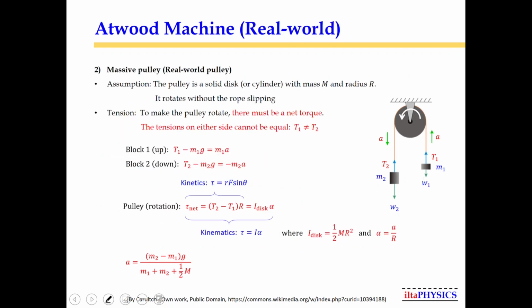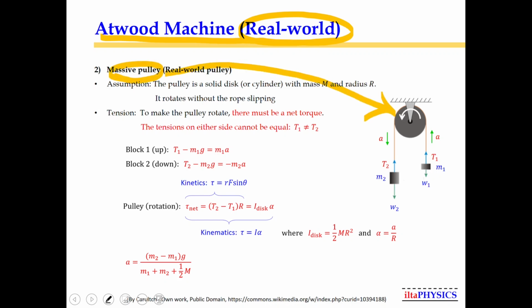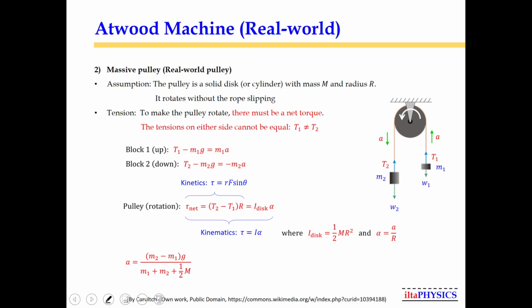Now for the exact same Atwood machine, let's analyze the motion where the pulley has real mass and size. To give you a hint in advance, since we are adding the rotational motion of the pulley to our analysis, the two tensions created by the hanging objects will not be equal, as some torque is needed to rotate the massive pulley. Alright, let's look at this step by step.